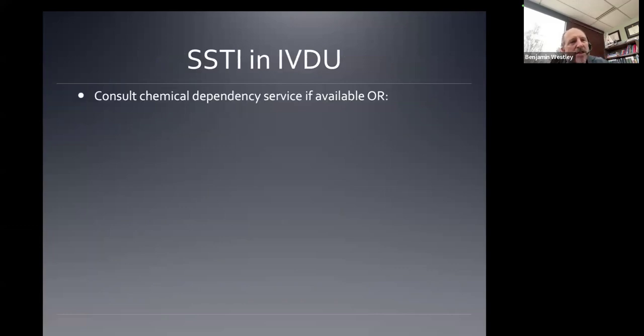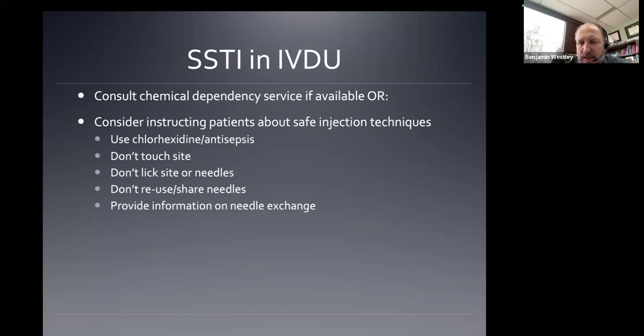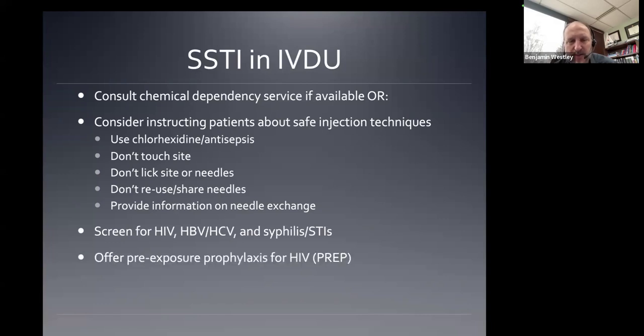So at one of our hospitals, we now have a chemical dependency service, or addiction medicine service, which is just wonderful, and they've been very helpful. We're helping patients with resources and medication-assisted therapy so they can reduce their injection use. We also want to instruct them about using antisepsis prior to injecting and how to not lick needles or touch the injection site, give them needle exchange information, and screen for STIs, including HIV and hepatitis and syphilis.